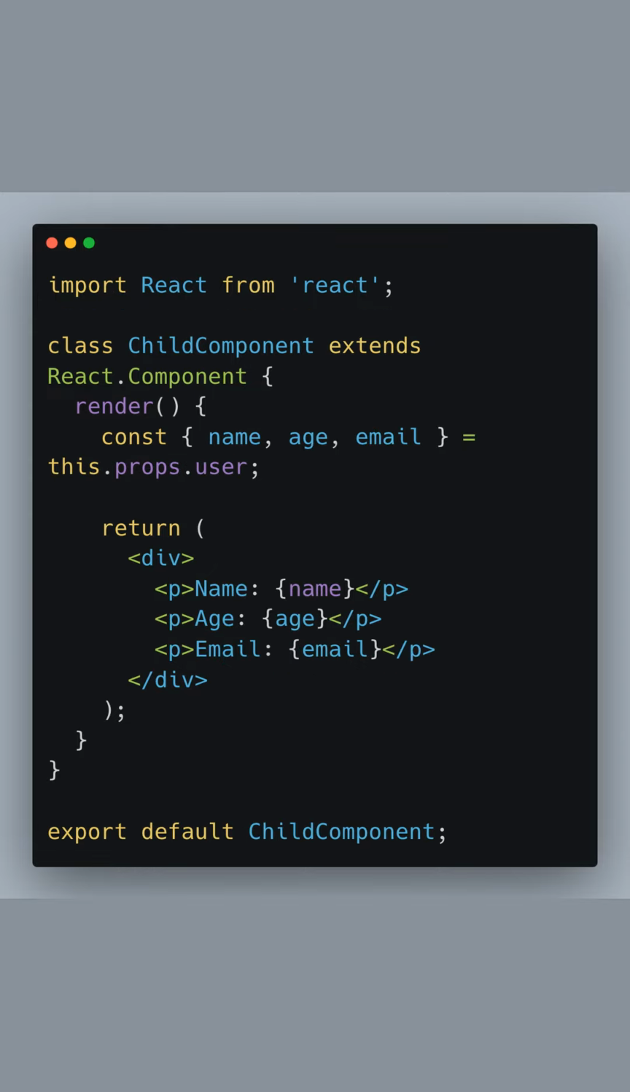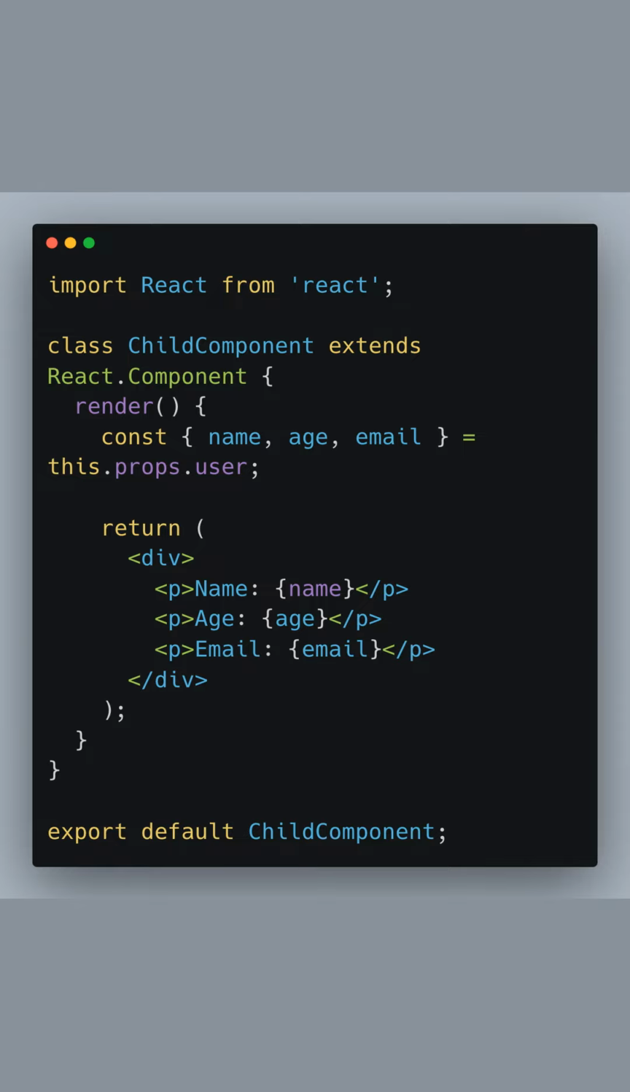Next, let's examine the child component, which receives the userDetails passed down from the parent component. It's also a React class component with a render method. Inside the render method, we use object destructuring to extract the name, age, and email properties from the user prop.